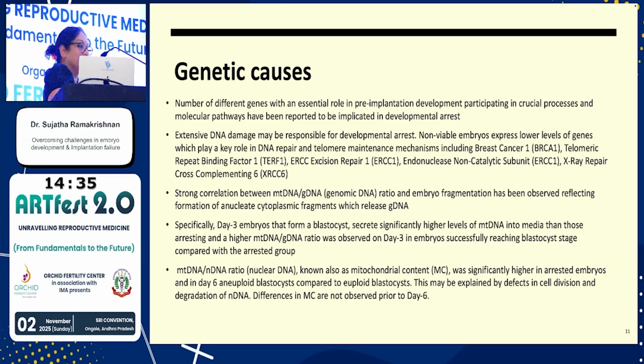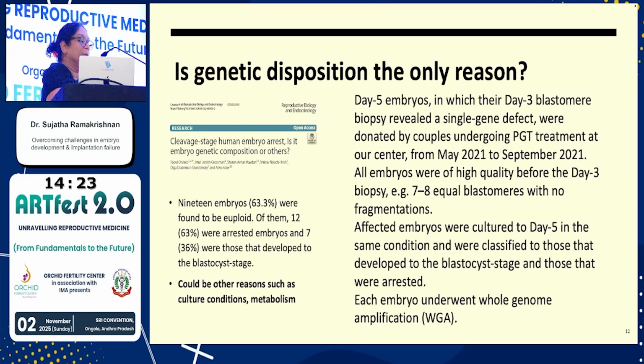So when you have developmental arrest, when all your other parameters are controlled, this is when you have to look at the genetic reasons. Now, are genetic reasons the only reason? It is very easy for the embryologist to say that there could be some genetic reason, that is why we are not getting blastocyst. But that is not the only reason. We can also have other reasons such as metabolic reasons.